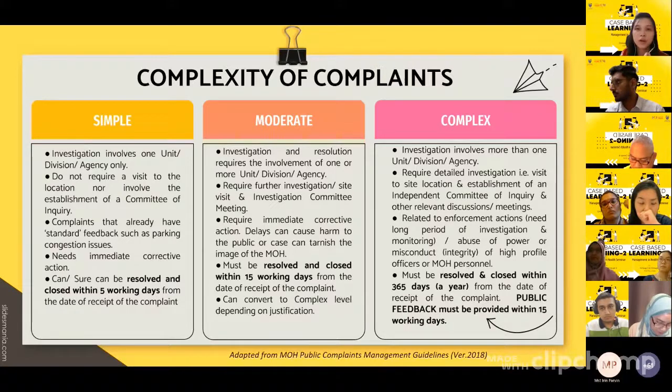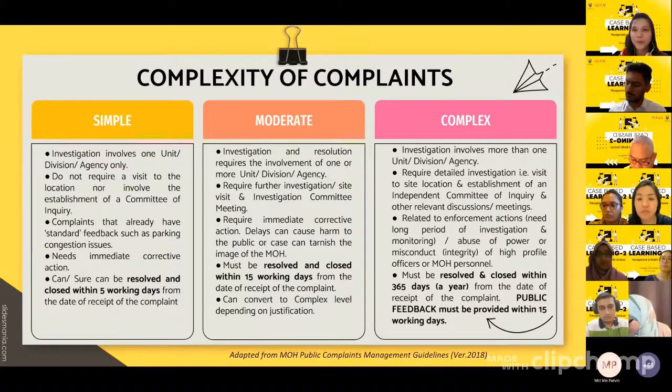A simple case should be closed and resolved within 5 working days from the day we receive the complaint, a moderate case within 15 days, and a complex case within 365 days. But anyhow, public feedback for the complex cases must be made within 15 working days. This is to avoid another recurrent complaint.